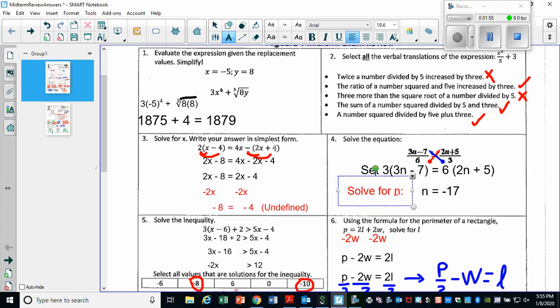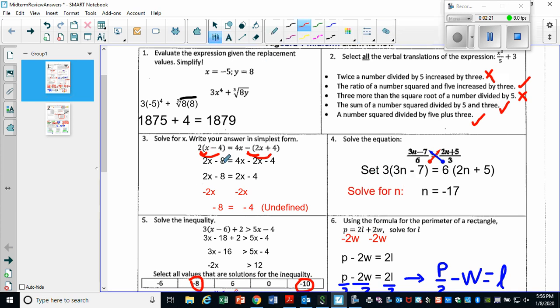In both cases, do your distribution first. Now be careful with the second half of this problem. Minus sign is for both the 2x, and +4 becomes -4. Now, the key step is, after combining like terms, you subtract 2x on both sides. Notice how the 2x's knock each other out. So what will happen in the end is, you would have -8 equal to -4, but that's undefined. That cannot work.